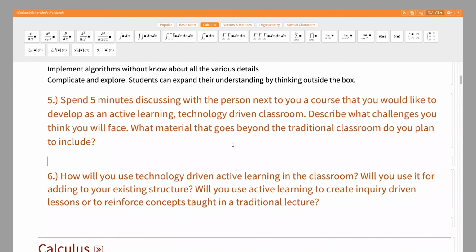Okay. All right. So now that we've had a chance to look into this, you've spent 5 minutes talking about challenges in the classroom. I'd like to hear back from everyone what challenges you think you're going to face in trying to implement a technology-driven classroom. Do you have any thoughts on some challenges you may face, or what material you have in mind for developing your own classroom here?